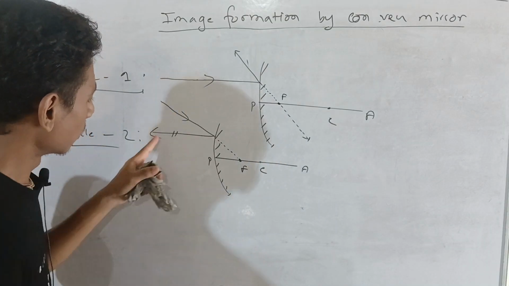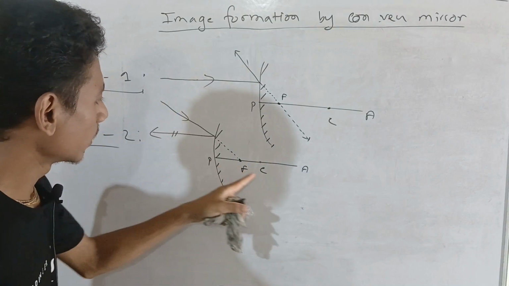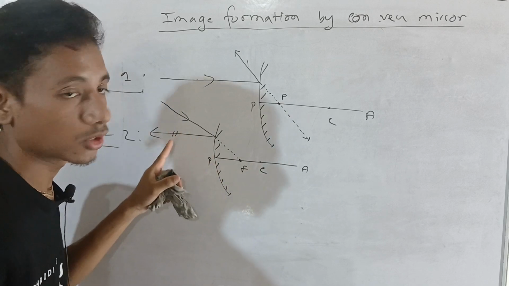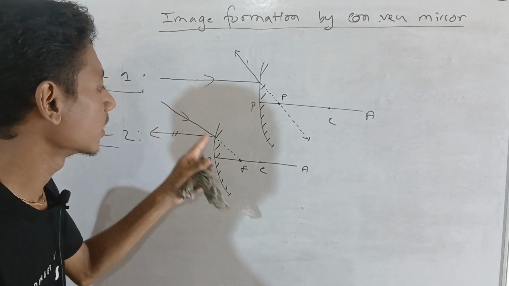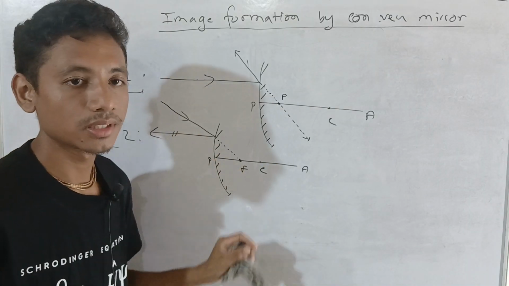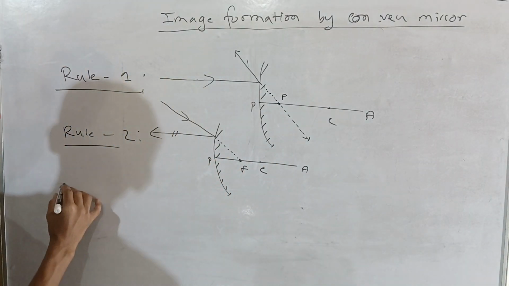This is the principal axis, and this reflected ray is always parallel. If the incident ray passes through the focus point, then the reflected ray is always parallel to the principal axis. This is rule number two.